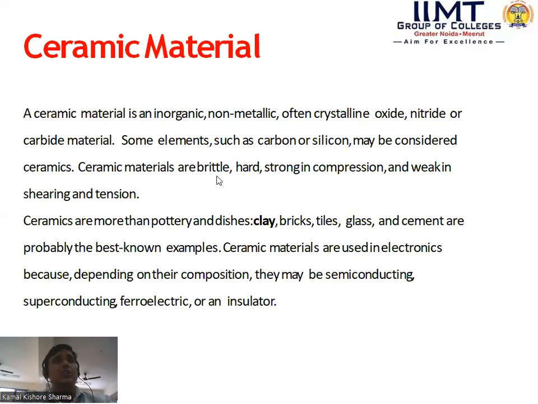Some elements such as carbon and silicon may be considered as ceramic. Ceramic materials are brittle, hard, strong in compression, and weak in shearing and tension. Ceramics are more than pottery and a dish: clay, brick, glass, cement. Probably the best known examples. Ceramic materials are used in electronics because, depending on their composition, they may be semiconducting, superconducting, ferroelectric, or an insulator.